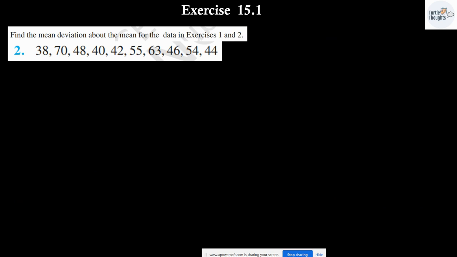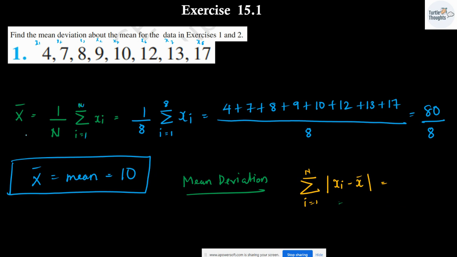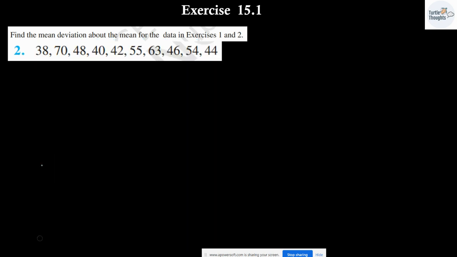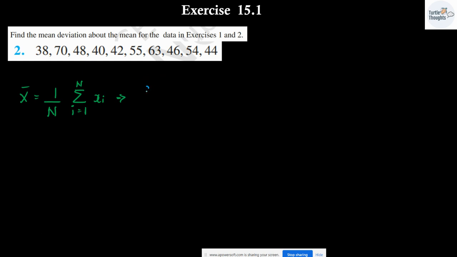Find the mean deviation about the mean for the data in the same exercise 1 and 2: 38, 70, 48, 40, 42, 55, 63, 46, 54, and 44. So first we need to find out the mean, right? I'll be writing the formula for mean. Mean is given by x bar, which is 1 over n, the summation of i equal to 1 to n of xi. This basically means you have to add up all the values.